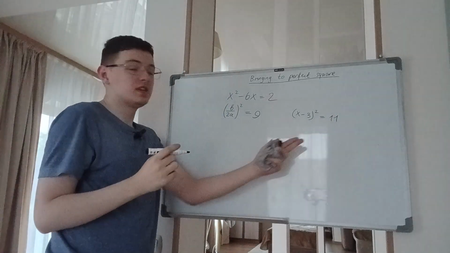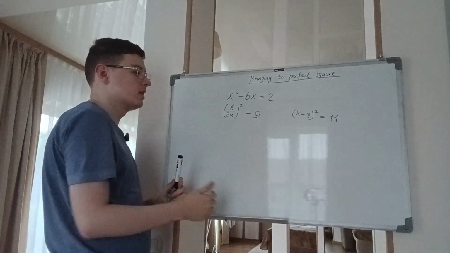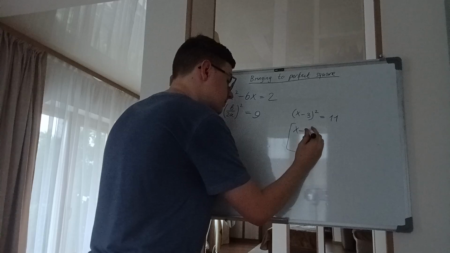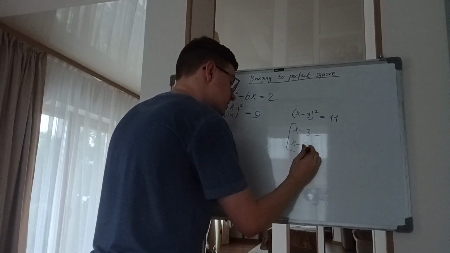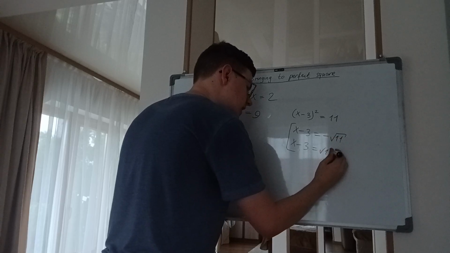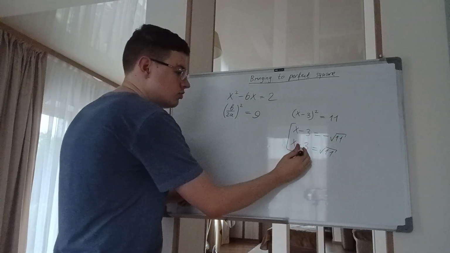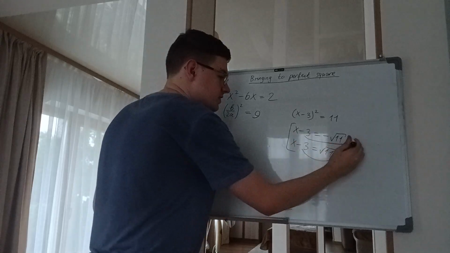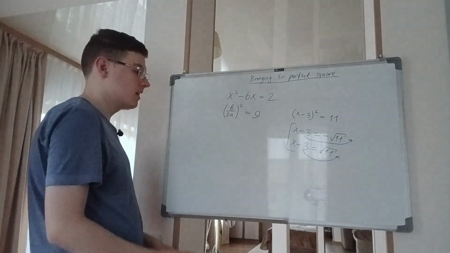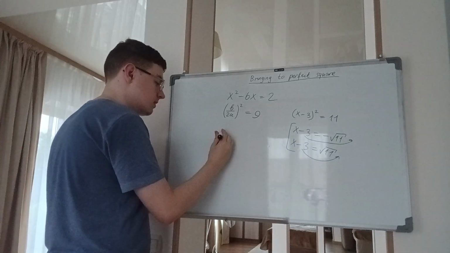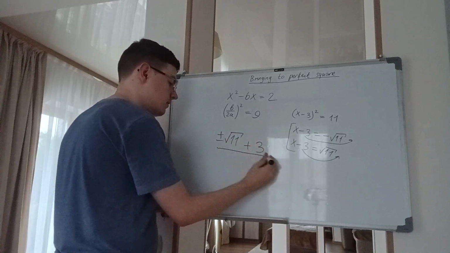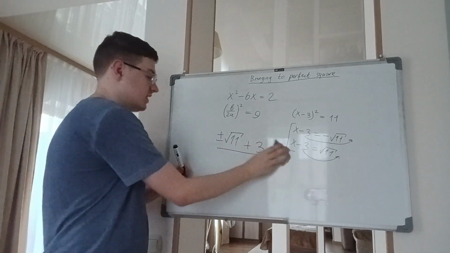And we have this equation, (x − 3)² = 11. Here we have the perfect square. So let's find the square root of both sides. We have either minus square root of 11 or just square root of 11. And you just move this minus 3 to the right side, or just add 3 to both sides. And we have solutions: plus or minus square root of 11, plus 3. That's it. Isn't that easy?